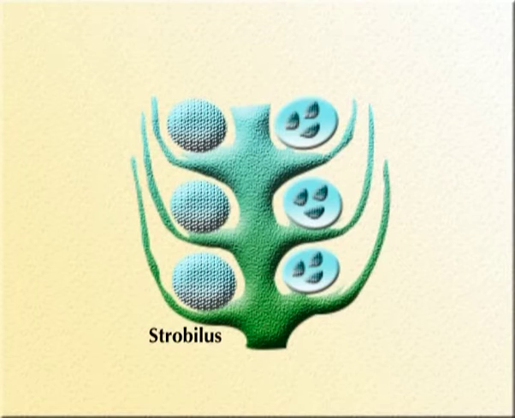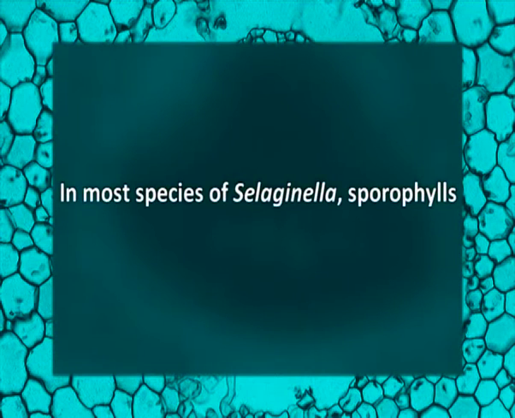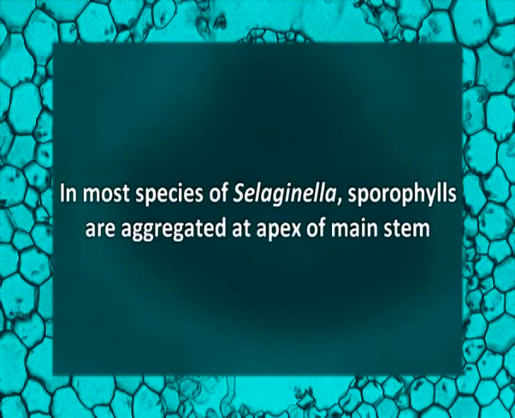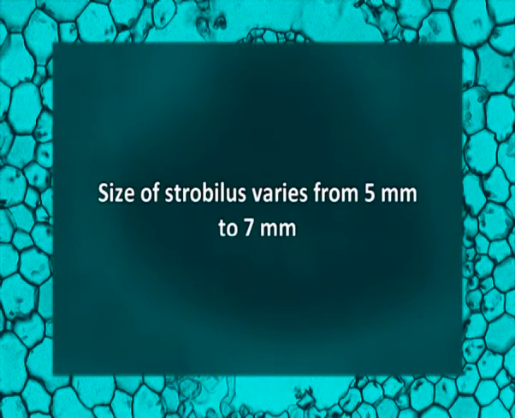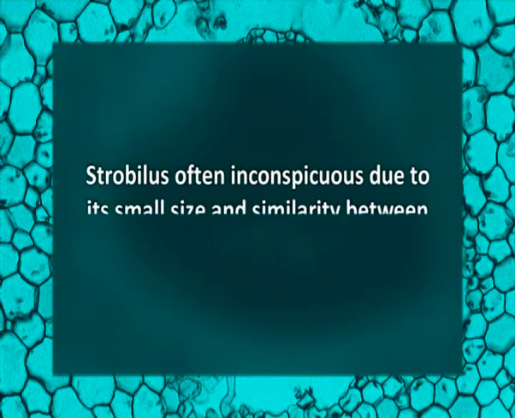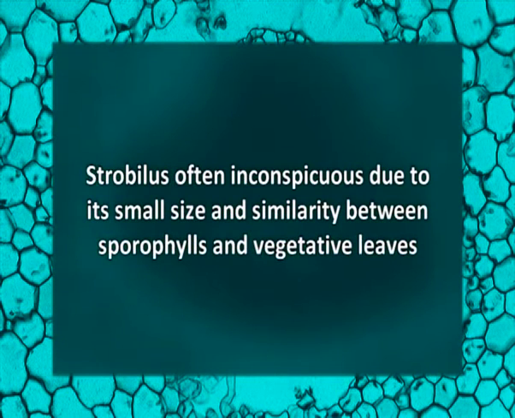Strobilus or cone. In most of the species of Selaginella, sporophylls are aggregated at the apex of the main stem and its branches in definite loose or compact cones called strobili. The size of the strobilus varies from 5 mm to 7 mm. It is often inconspicuous due to its small size and similarity between sporophylls and vegetative leaves.